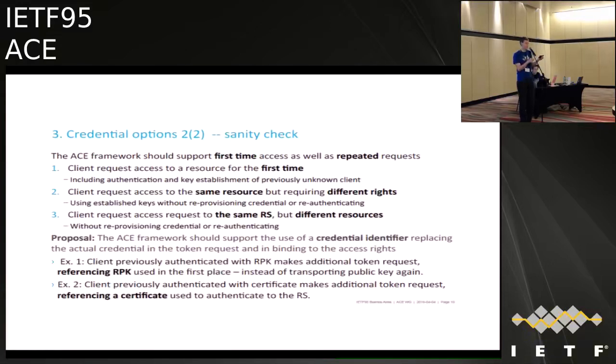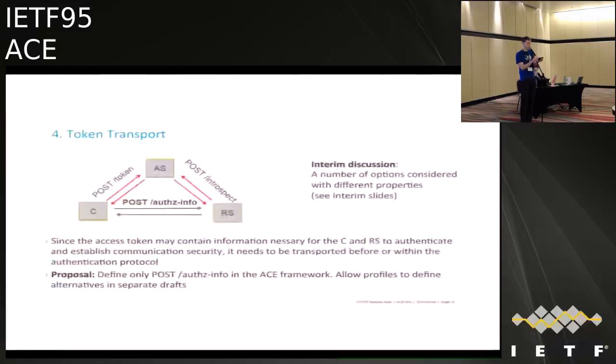Next slide. This is about token transport. There was a long discussion at the interim. How do we transport the token in the different cases between client and resource server? The general view, which I think was also sensed at the meeting, is that there are drawbacks and advantages of the different options. And the only solution that works in all cases seems to be the one that we have defined, the resource server endpoint authorization info. So that's the proposal: define only POST to authorization info in the ACE framework, but allow profiles to define alternatives in separate drafts, for example, using PSK identity in DTLS or something else. Slide four, sorry, case number four.